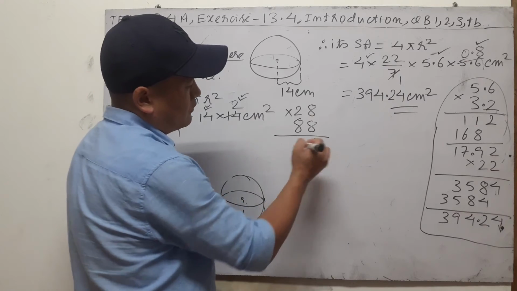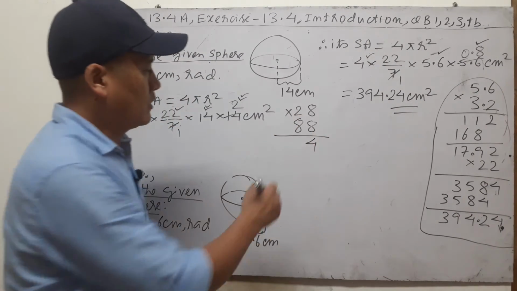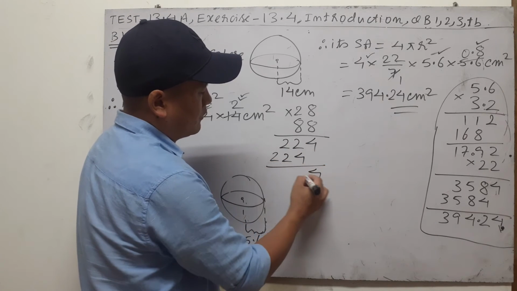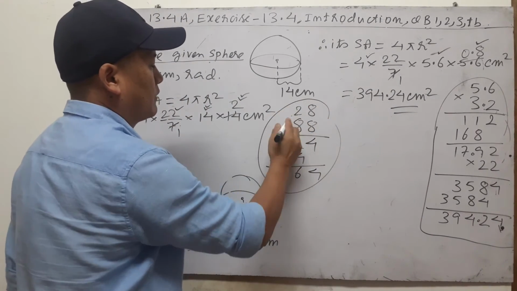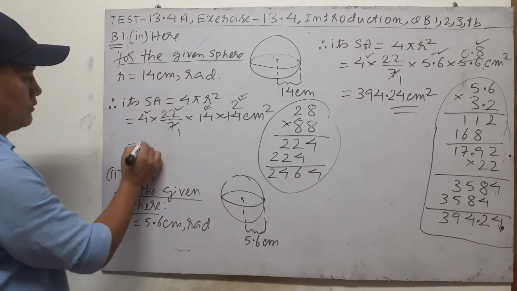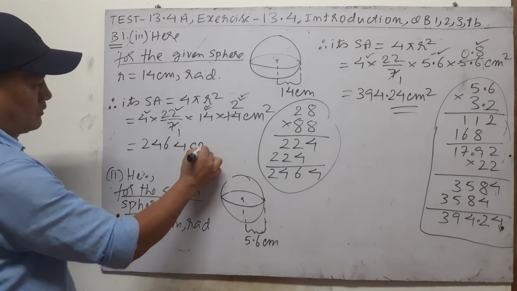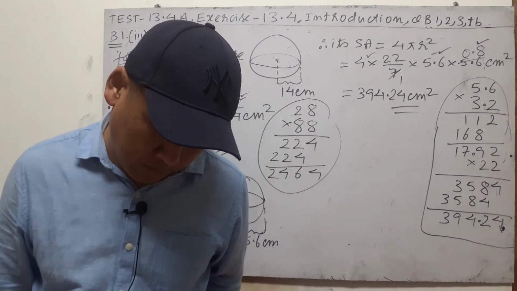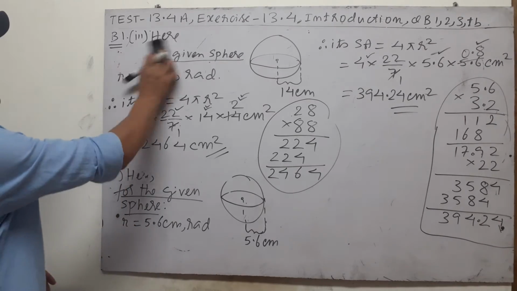8 8s are 64, 6 in hand. 8 2s are 16 plus 6, 22. So same number, so 4 2 2, 4 6 4 2. Write these things on your rough. So that will give you 2 4 6 4 centimeter square. I think all are centimeter, yes. That will go to B2. Okay, B2.